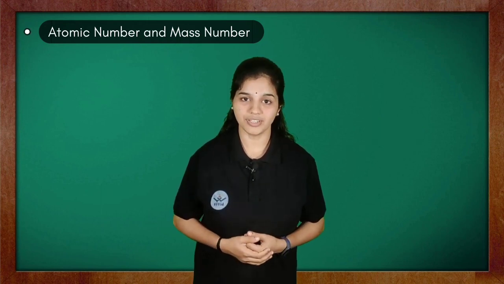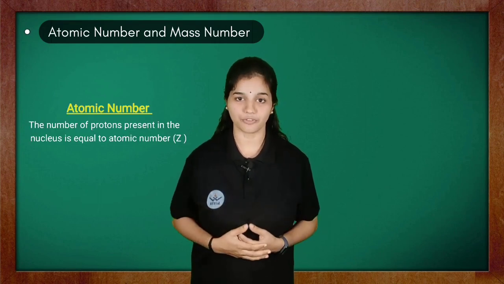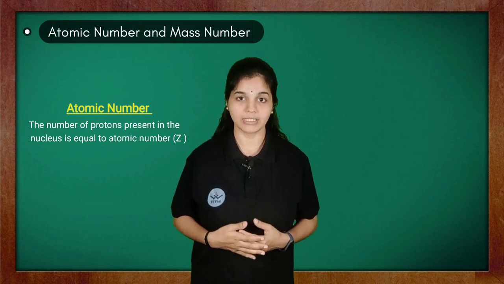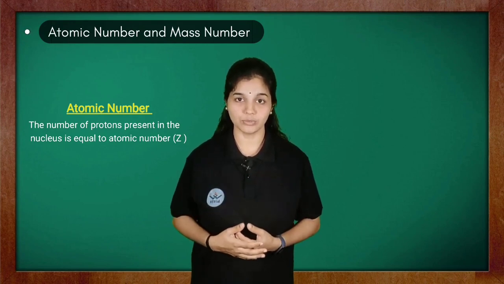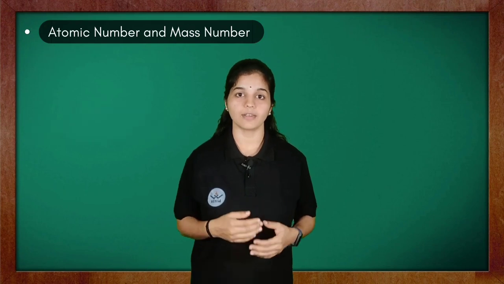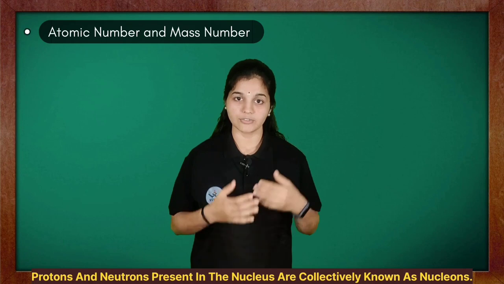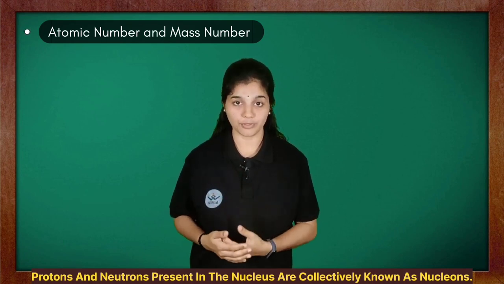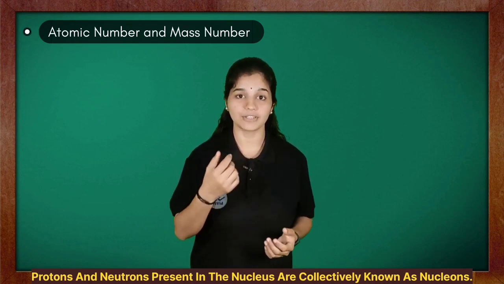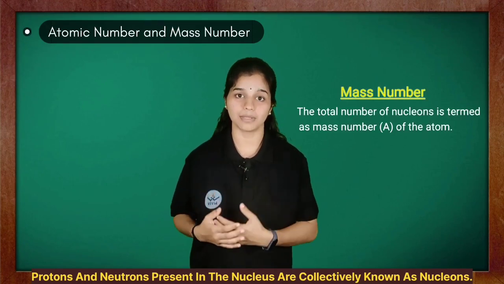And so, as mentioned, atomic number is equal to the number of protons present in an atom, which is in turn equal to the number of electrons in a neutral atom. Along with protons, the nucleus also contains neutrons. So neutrons as well as protons, together, are termed nucleons. The number of nucleons gives us the mass number of an atom.